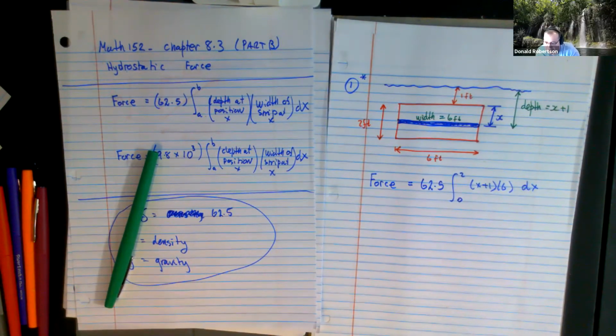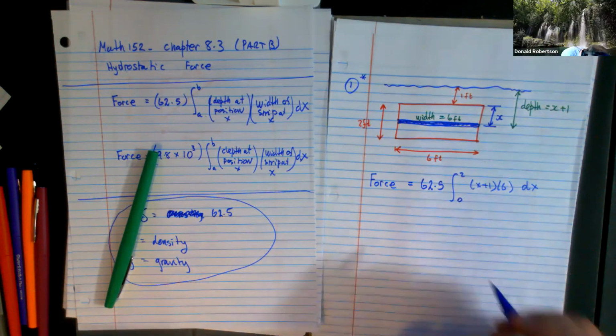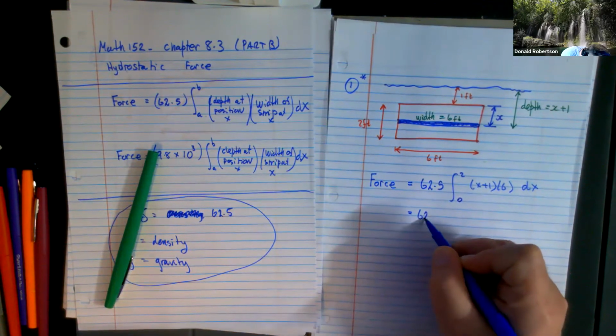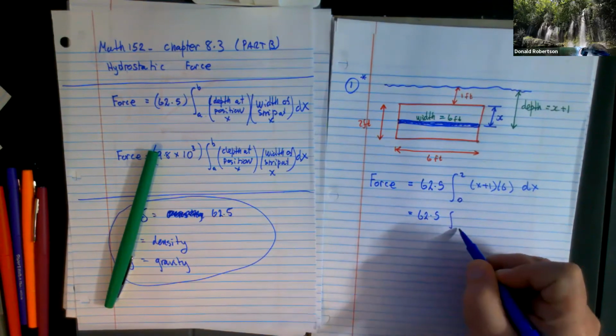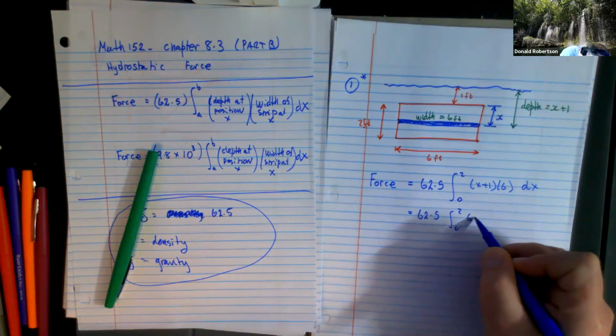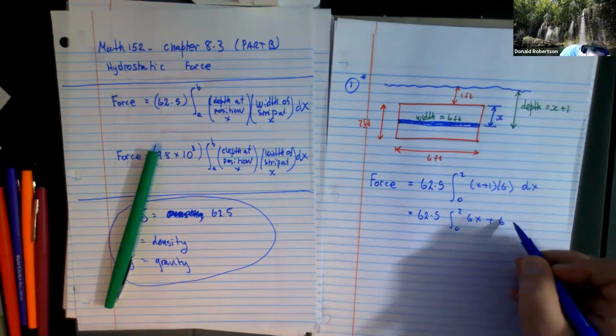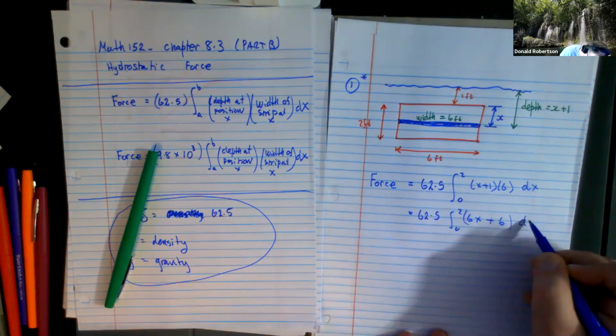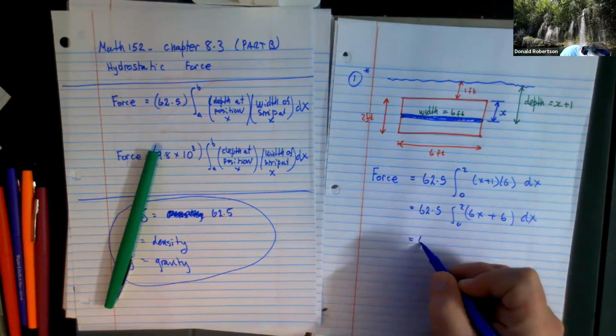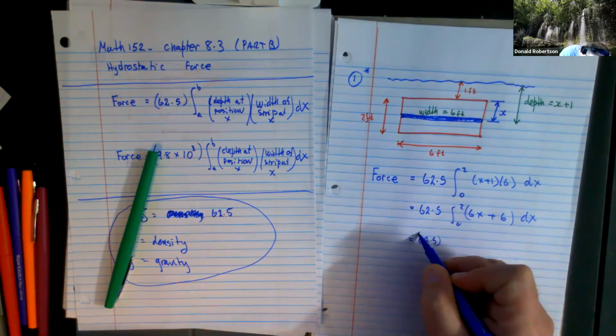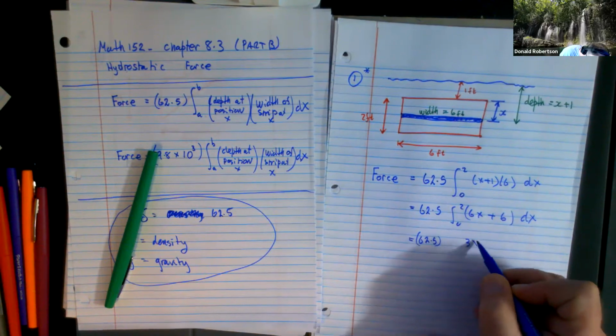And that's pretty much the hard part over. The next few lines are just tidying it up, doing what we need to do. And so what's it going to be? It's going to be 62.5, the integral from 0 to 2 of 6x plus 6 dx. It's going to be 62.5, power rule.